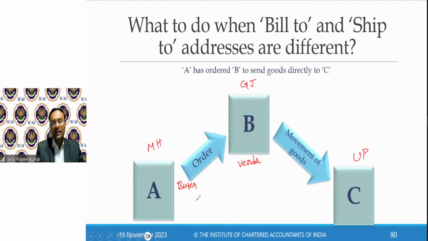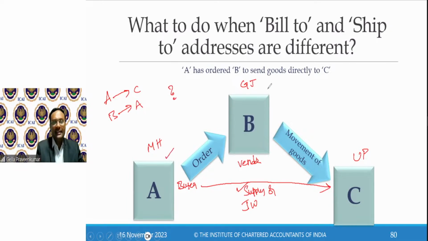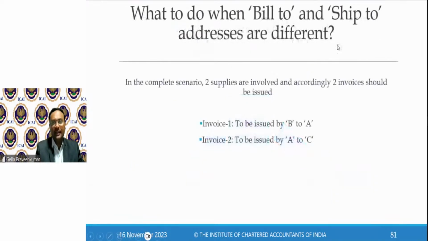Now, probably the movement from A to C could be on account of supply or could be on account of job work. Assuming it is meant for supply, A will bill to C. B will bill to A. Now the question comes here: who will prepare the e-way bill? Is the e-way bill prepared by A? Is it prepared by B? Is it prepared by C? Now you will get clarity on this. I'll move to the next slide to explain this.